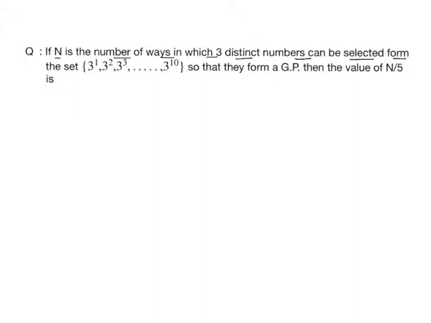Next problem is, if n is the number of ways in which three distinct numbers can be selected from the set 3 power 1, 3 power 2, 3 power 3, dot dot dot, 3 power 10, so that they form a GP, then the value of n by 5 is. Now solution. So we have to select three numbers from this set.